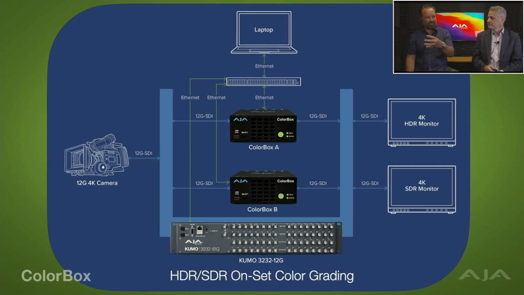So they may have one camera coming in and then use two ColorBoxes, one to convert the log to HDR and another one to convert the log to SDR, all with their show LUT plus CDL. And then they can look at it on either two different monitors, or it could be one monitor that's got a setting that you can quickly change to look at both.